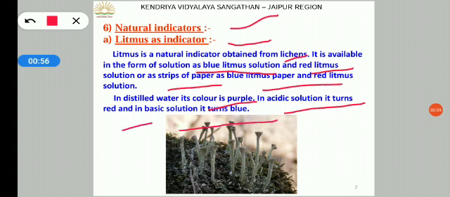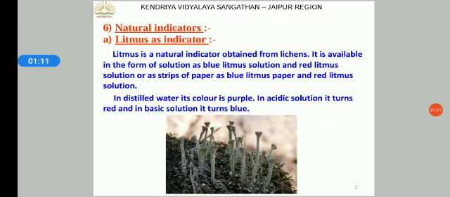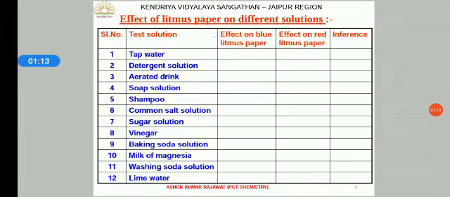Now, by reading all these lines, you come to know that acid converts blue litmus to red and base converts red litmus to blue. Now, by applying the litmus solution on various substances, we will come to know about their effect on litmus. We will perform an activity for this.